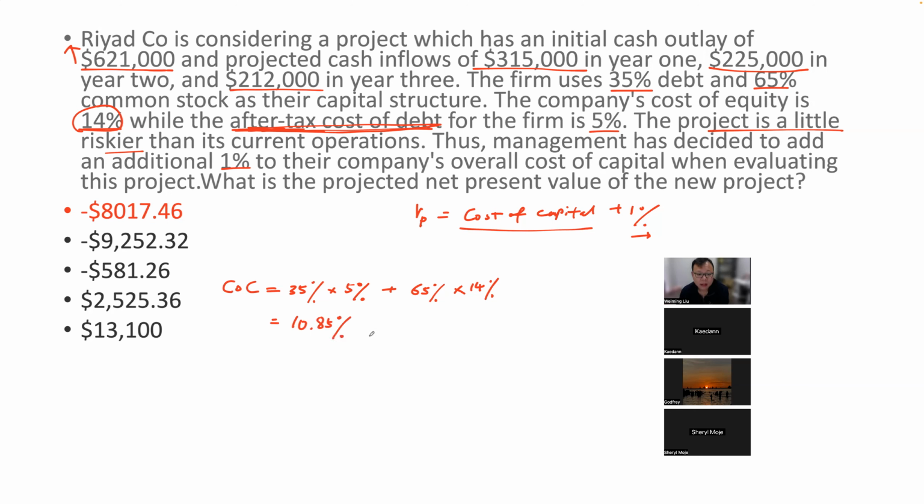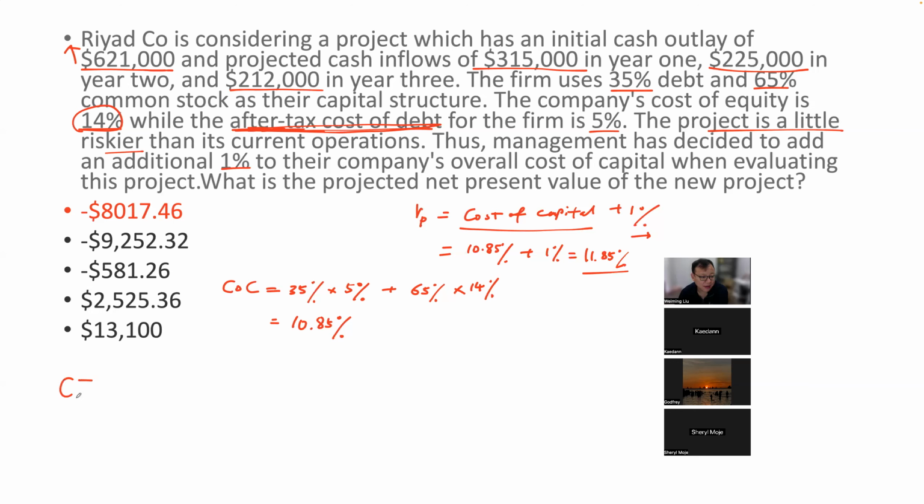Okay, so I know the cost of capital, but because this project is riskier, management has decided to compensate by adding one percentage point. So here that will be 10.85%, which is the cost of capital, plus the additional 1%. So that's 11.85%, right? Now the question is pretty easy. You just use the financial calculator.